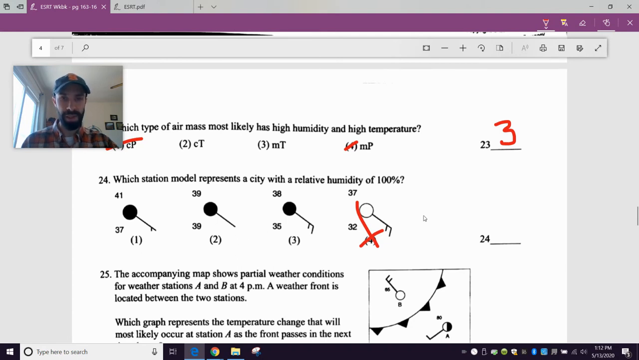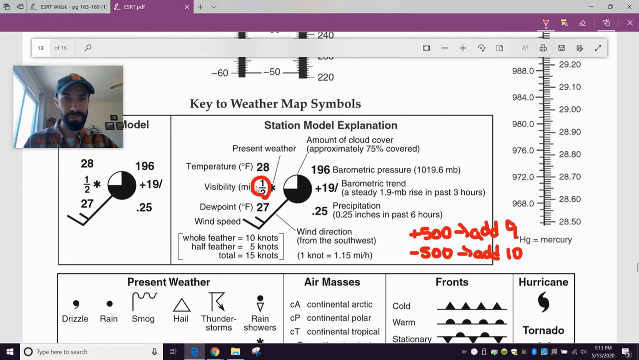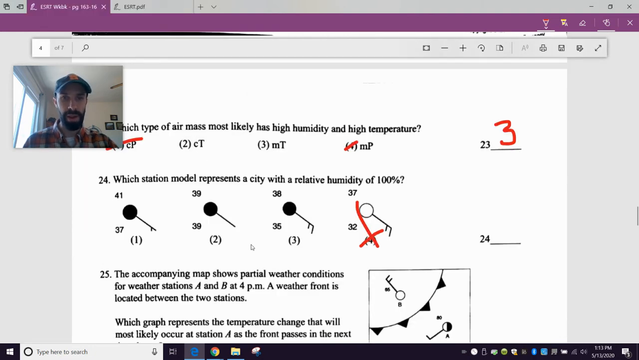But let's think about 100% humidity in terms of dew point and temperature. If the temperature and the dew point are the same, if they've reached the same number, then we are at 100% humidity. So dew point and temperature have to be the same. Now, if you look at this, temperature is the top left number, dew point is the bottom left number. So if they're the same, it's 100% humidity. That would be choice number 2, and that's a really good one.